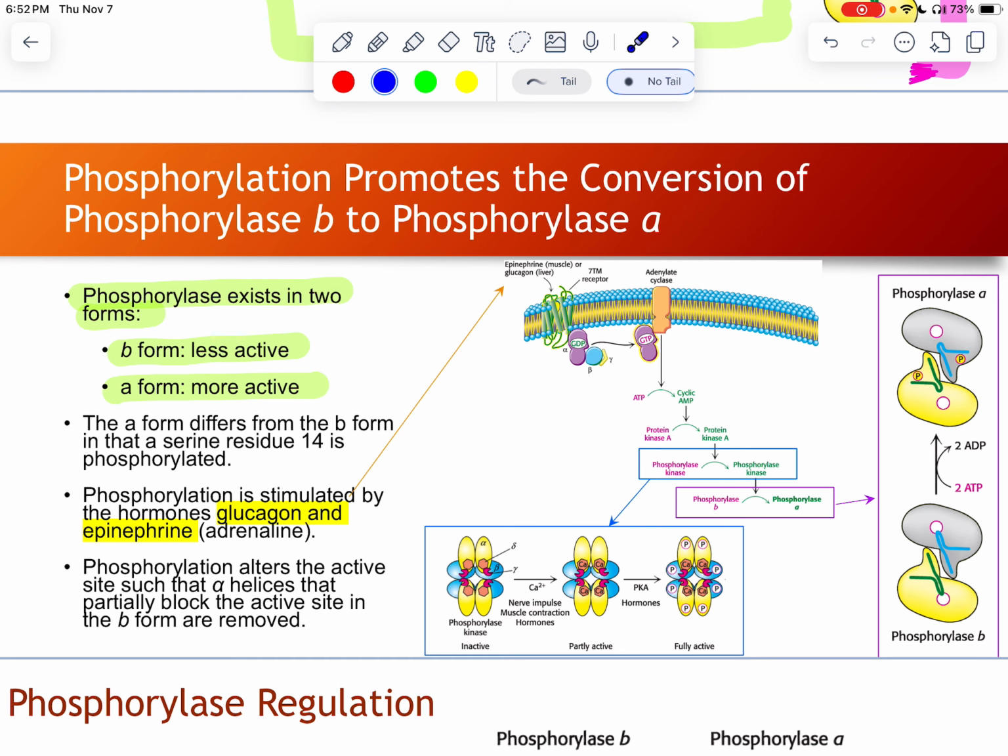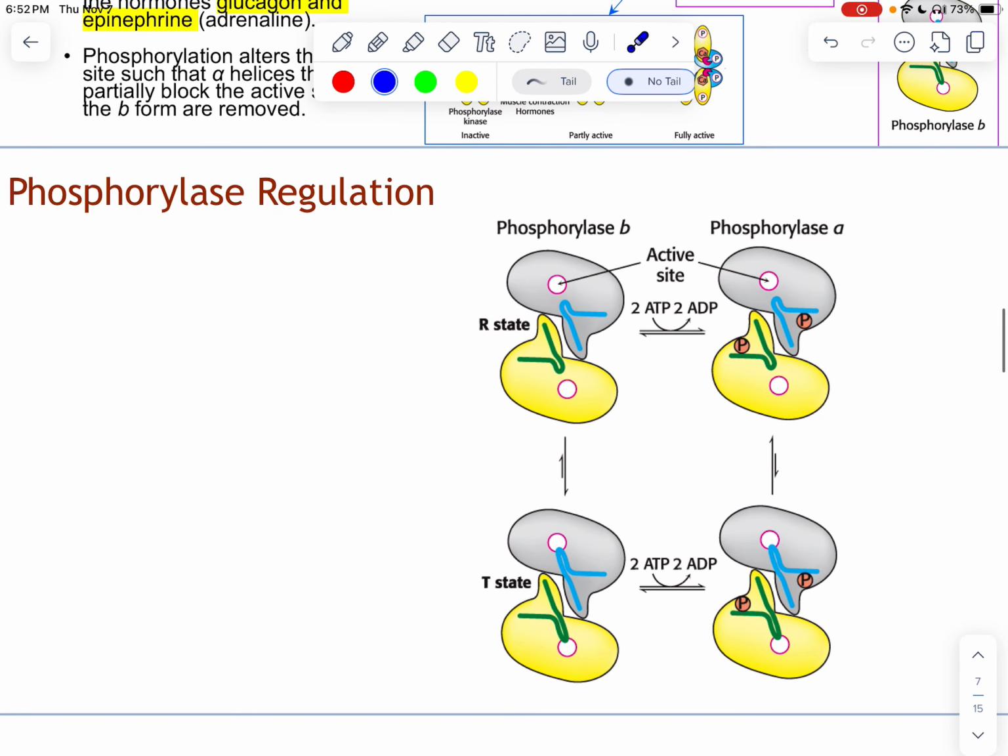All right, and it gets better, you all, because look what we have. We have not just an A version, more active, and a B version, less active. We also have an R state and a T state. And so we can have 4 different versions of this. We can be in the R state, but not phosphorylated. We can be in the R state and phosphorylated. T state, not phosphorylated. T state and phosphorylated.